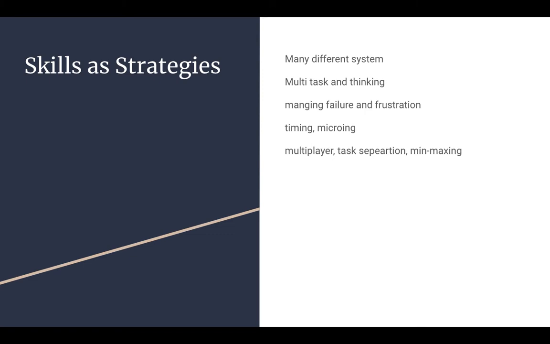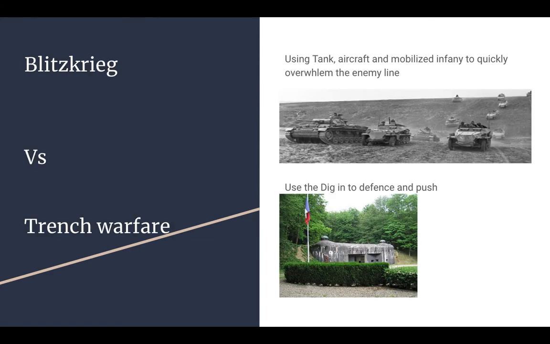Another principle that is presented is skill as strategy, because there are many different systems to handle, and like real life, you need to handle many different things and really multitask in this game. Because the game has many different systems and is really hard, managing failure and frustration is really important. Some strategies that can be taken are Blitzkrieg and trench warfare, both presented in World War II, one by Germany and one by France, and different nations can have different tactics.